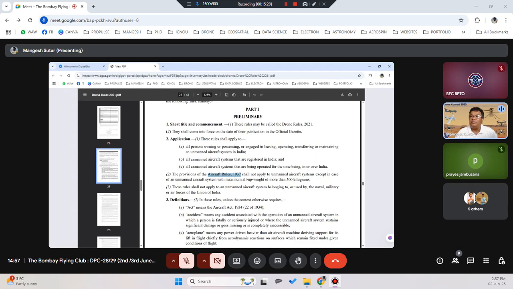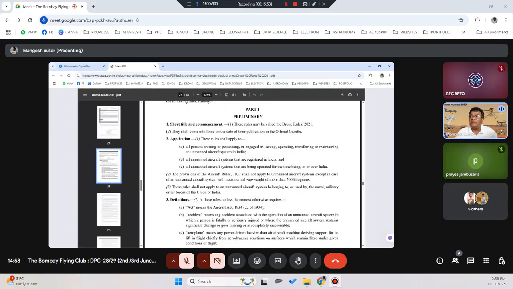Okay, again, rule number 3, sub-rule 2 of 3. These rules shall not apply to the unmanned aircraft system belonging to or used by the Naval, Military and Air Force of the Union of India. That means these rules are not applicable to the Navy, Military and Air Force of India. Okay, so they have their own set of agreements and rules.